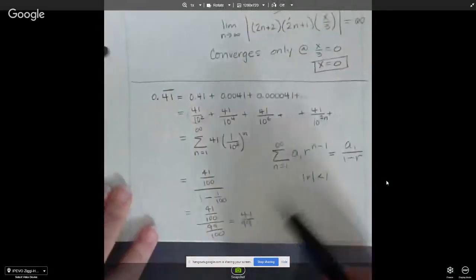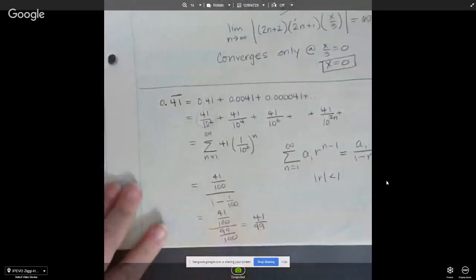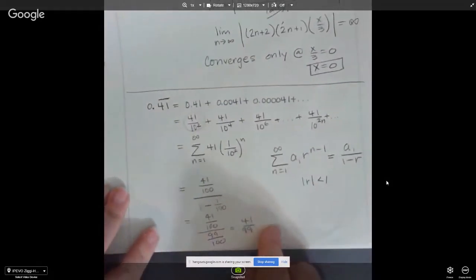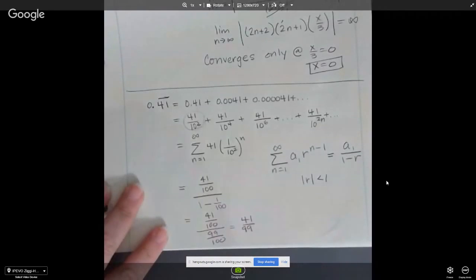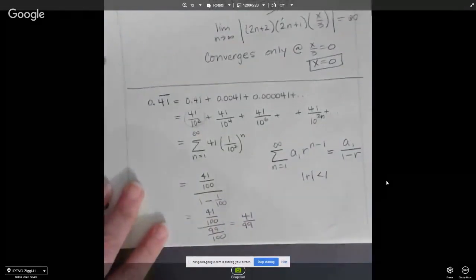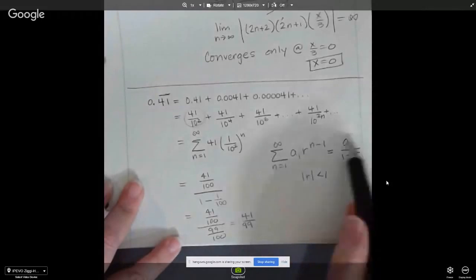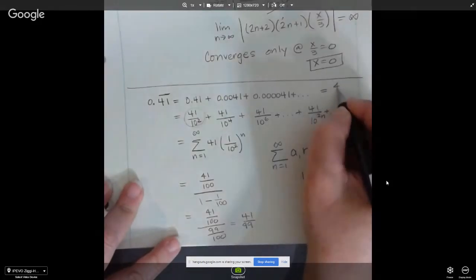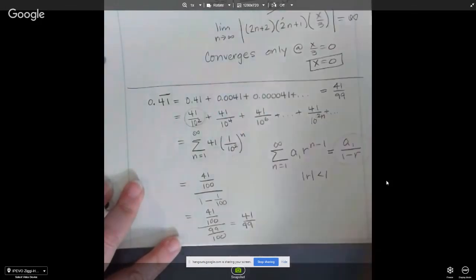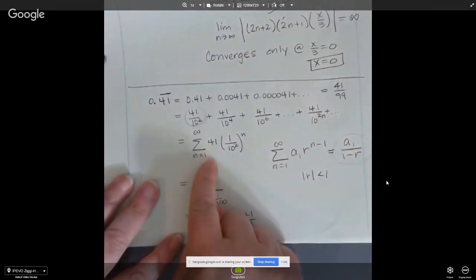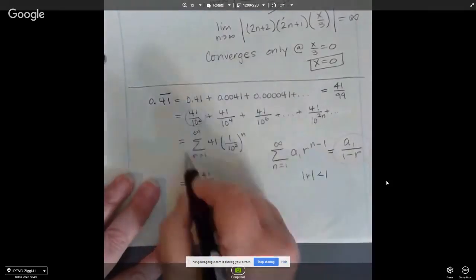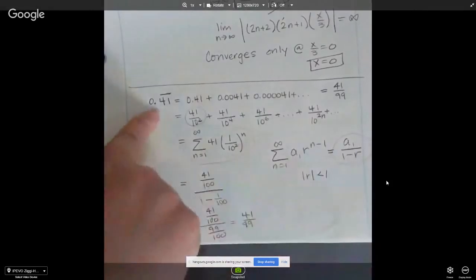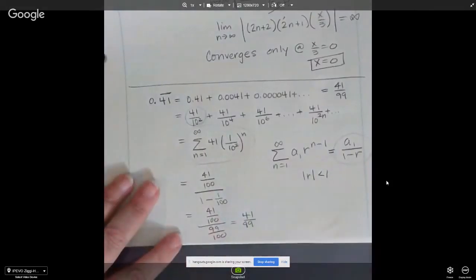This is a very famous application for series, and I put one of these on every one of my series tests because it ties together the geometric series idea and an infinite sum summing up to a number. So this equals 41 over 99, but it's also an infinite series, which is really cool. And I just made this one up as we spoke.